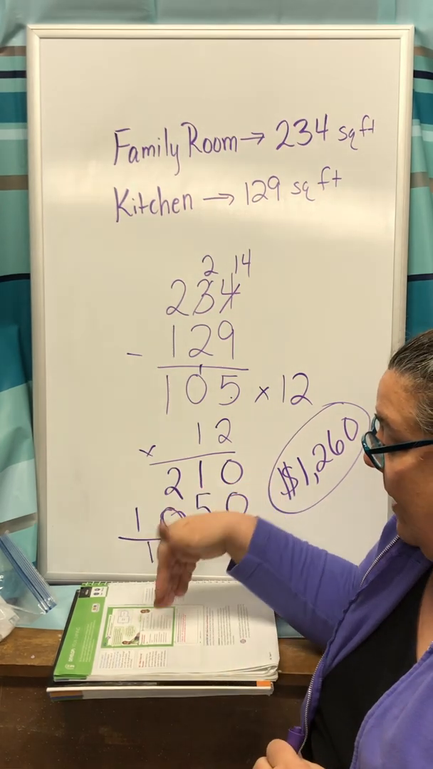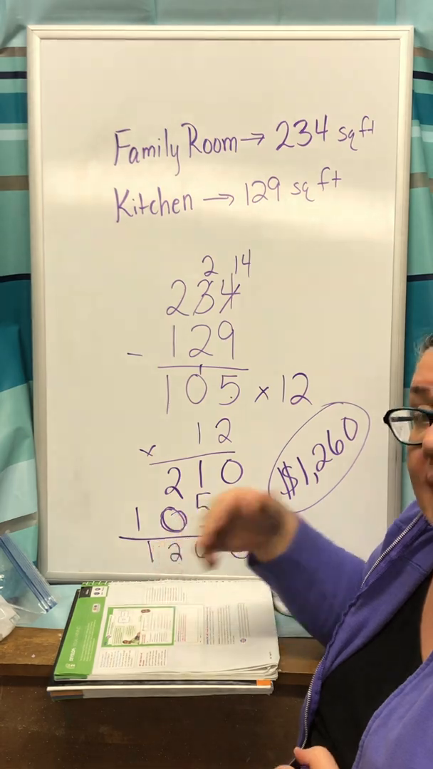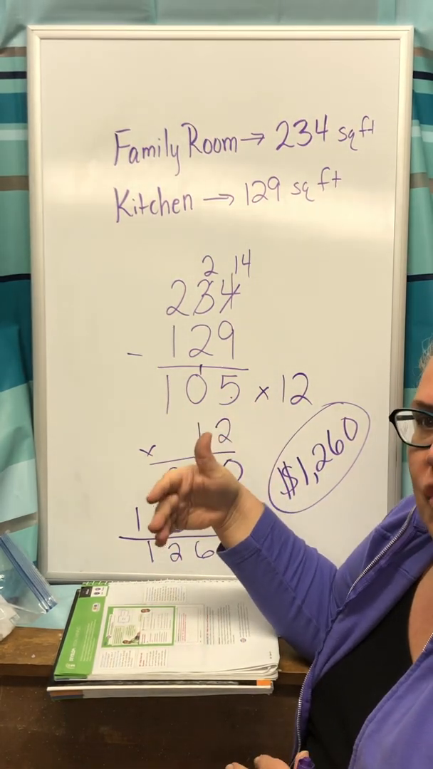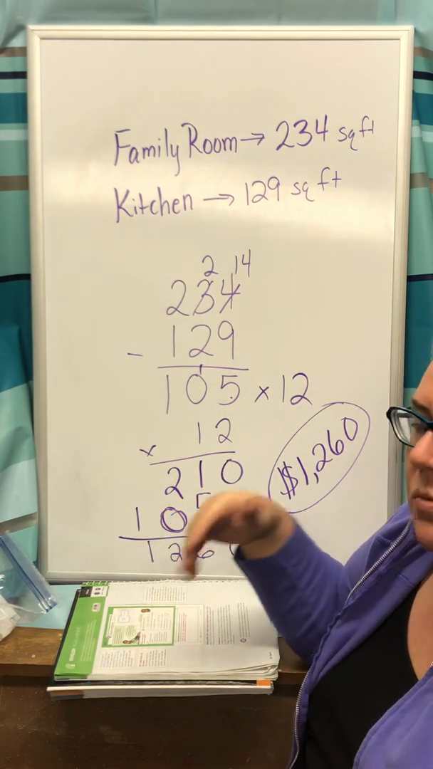So again, multi-step problem. They had already done some of the work for the total cost in the top problem. So this is just an extension to what they did in the visual learning.